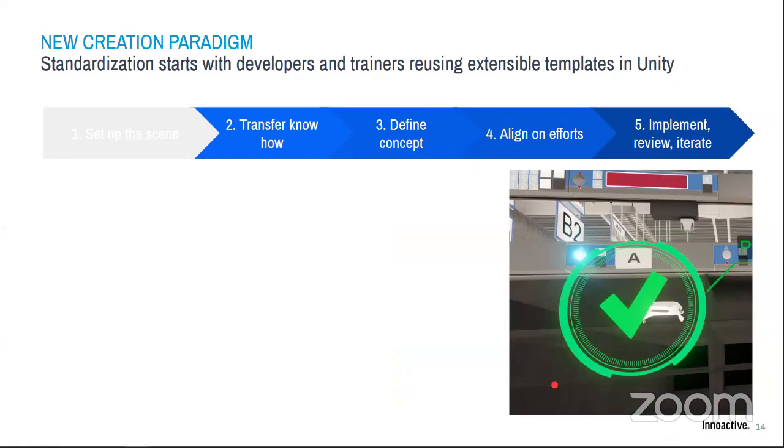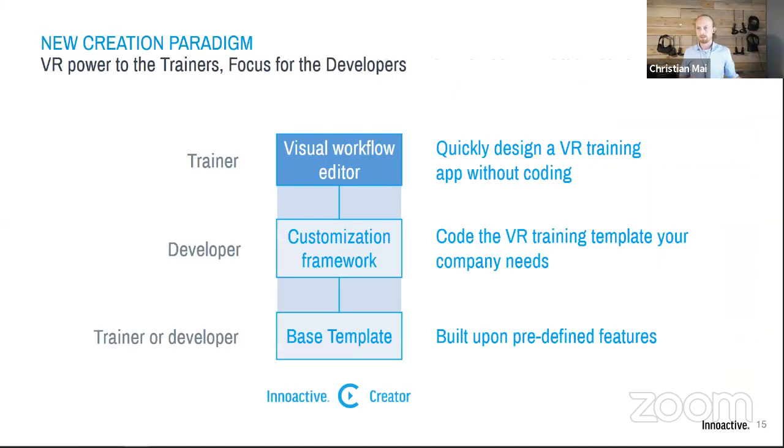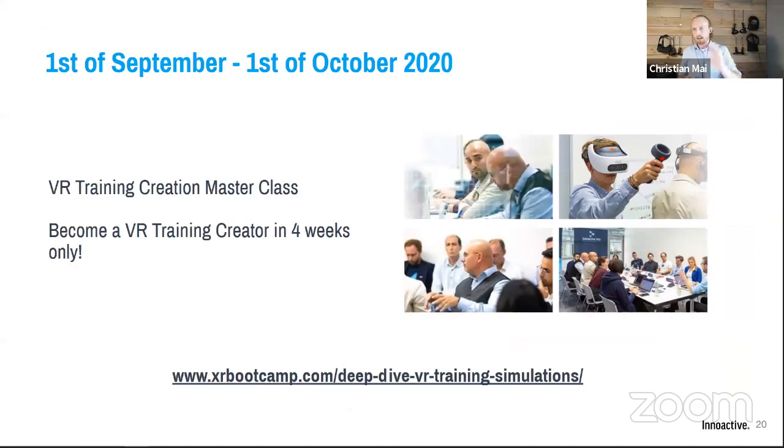And finally, implement, review, iterate. If your base template is defined, so after your second or third or fourth training that you built, there is no need to implement or review or iterate a lot, because everything is already predefined by the standards we offer with our software to you. I won't go into that.